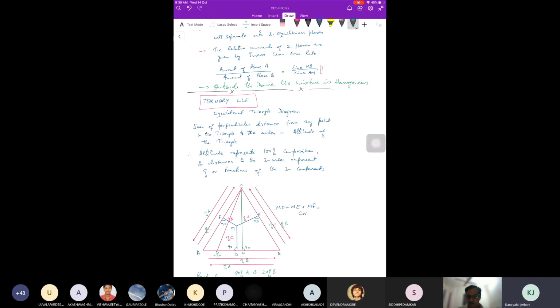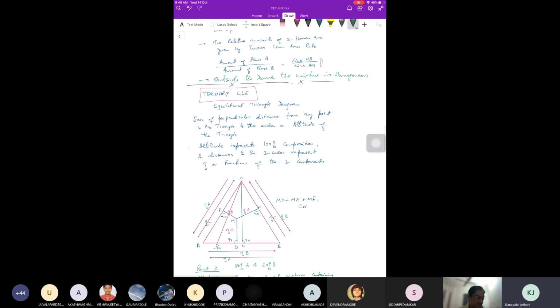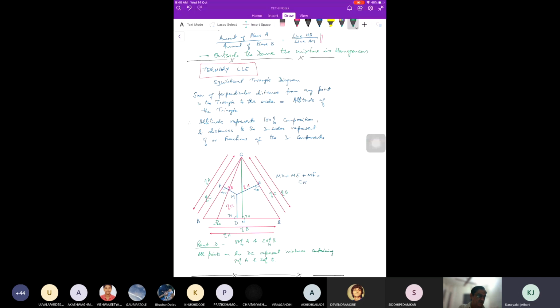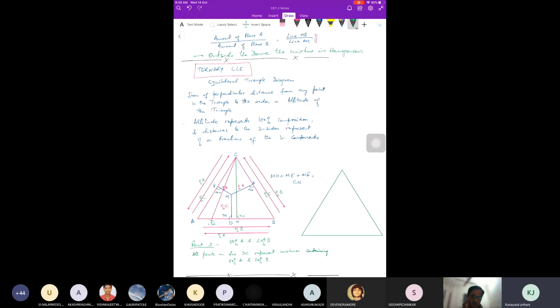So that is called ternary LLE, and we use an equilateral triangle diagram to draw these things. So generally what happens, equilateral triangle रहता है ऐसा, डायग्राम आता है graph paper के समान, just like you have a normal rectangular graph paper, you have a ternary or equilateral triangle also in graph paper. And then what we do is, say the three corners of this triangle are three components. So we can say this is, say, A component, this is B component, and this is C component, right?